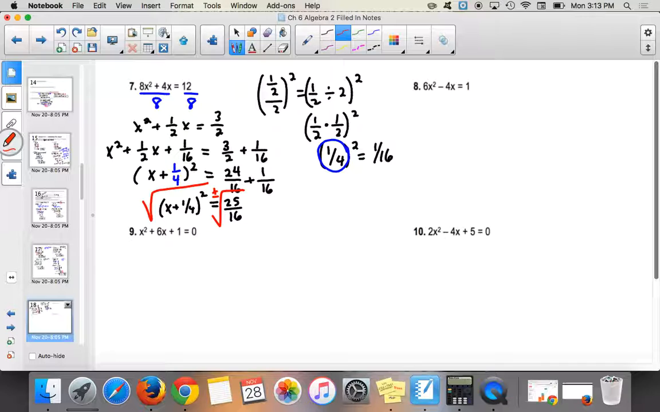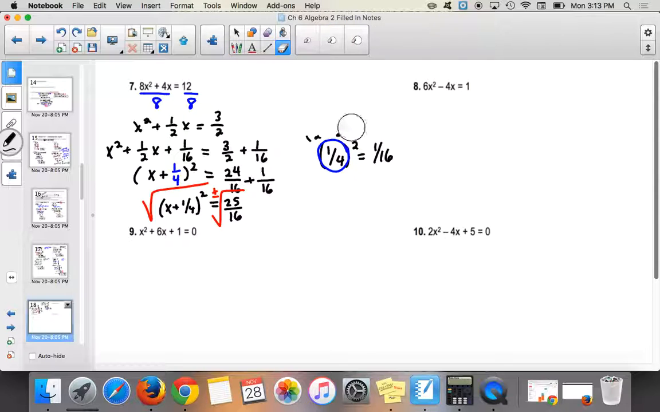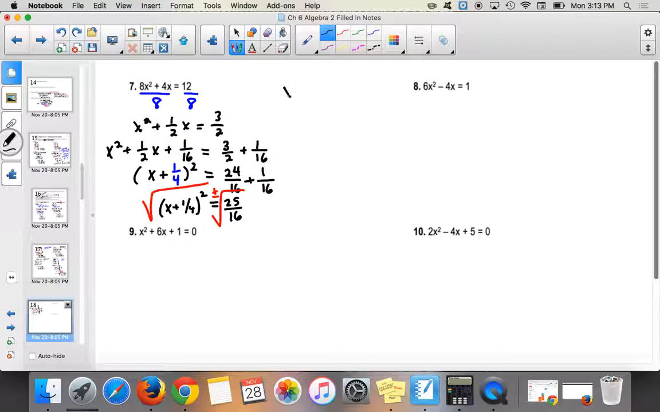All right, plus or minus. All right, Claire. Square root of 25 over 16. Take the square root of the top and the bottom. What do we get? 5/4. Okay, so I'm going to have x plus 1/4 equals plus or minus 5/4. All right, I'm going to subtract that 1/4 over. So I have negative 1/4 plus or minus 5/4. All right, here we go.